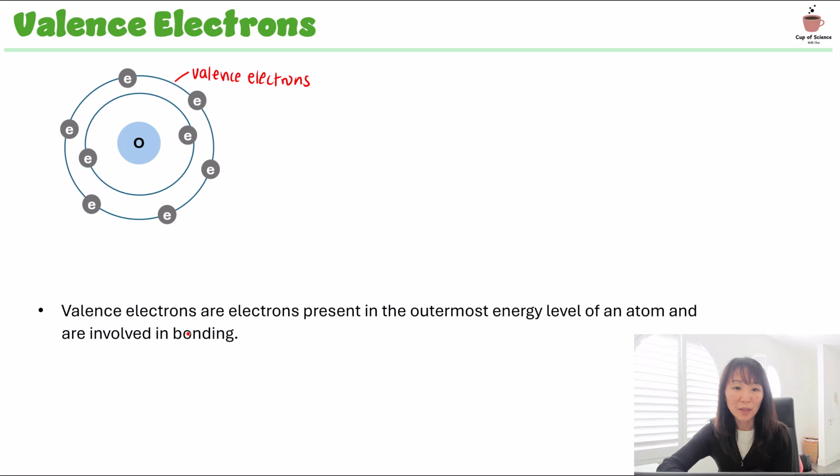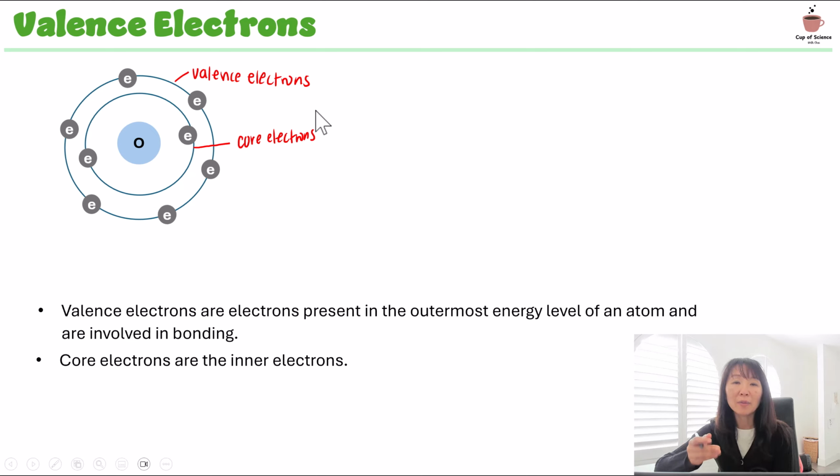Let's move on. The electrons that are inside, those are not valence, but they're rather called the core electrons. The core electrons are the inner electrons. Core electrons.